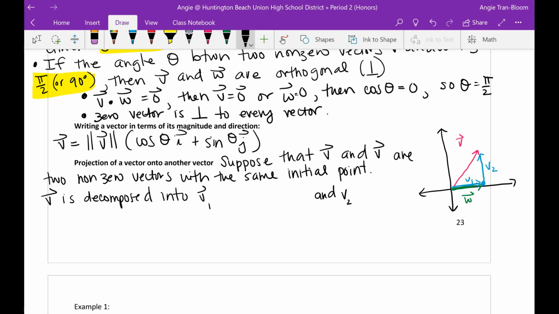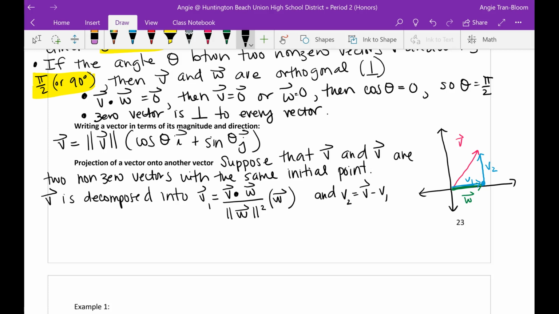So how do I decompose and how do I find what V1 is? V1 is vector V dot product with vector W, all over the magnitude of W squared, times vector W. That's what V1 is. And V2 is much simpler. I can just take my regular V and subtract V1.